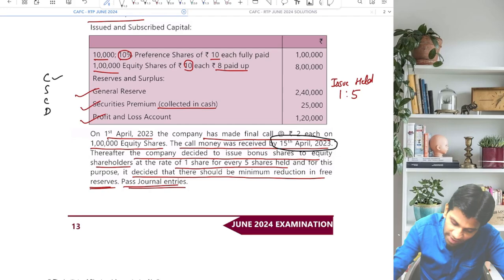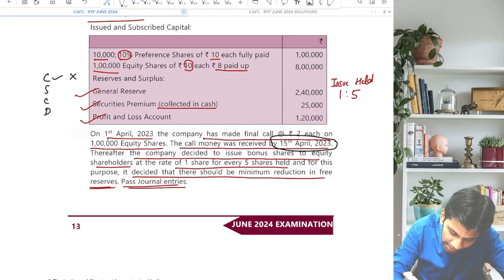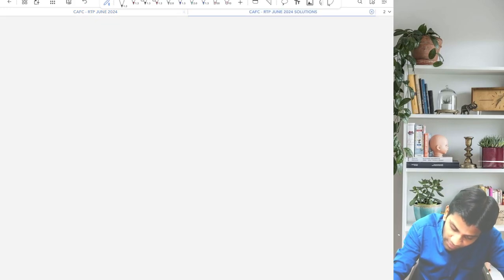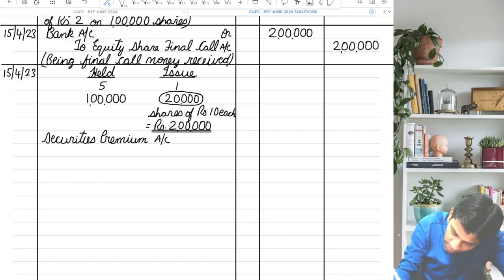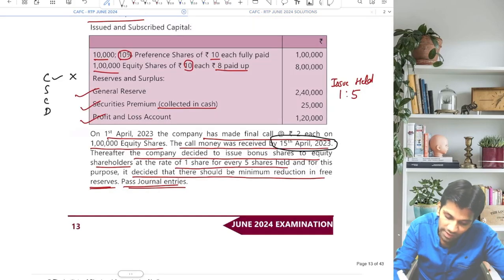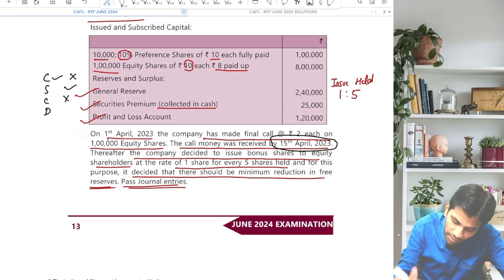First, C stands for CRR. We don't have any CRR in the balance sheet. Second, S stands for securities premium. Yes, we have securities premium of 25,000. So we'll utilize securities premium account, debit 25,000. In this sequence only the reserves should be utilized. Okay, CS. Next is capital reserve. We don't have any capital reserve in the balance sheet.